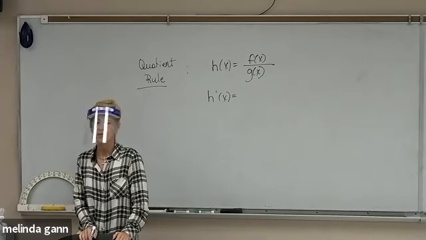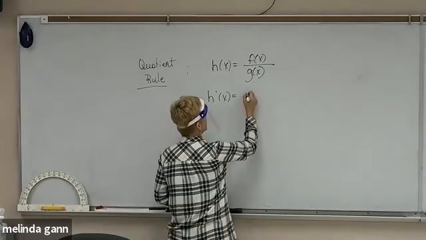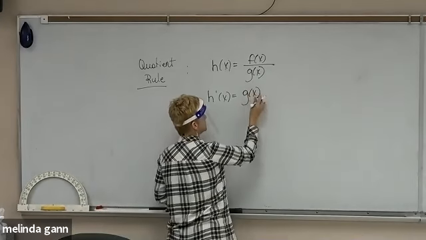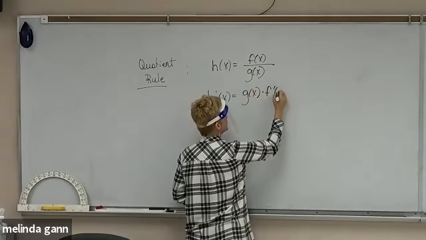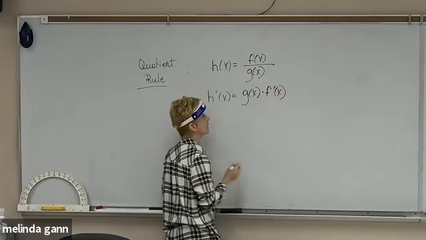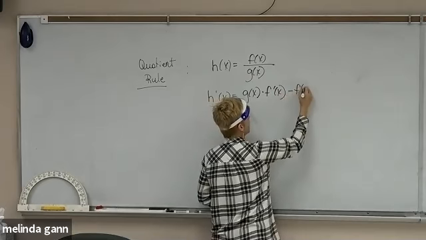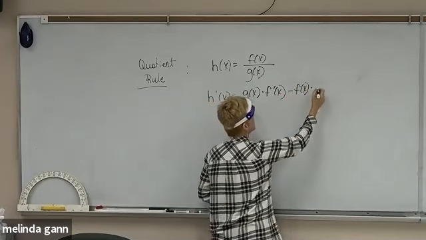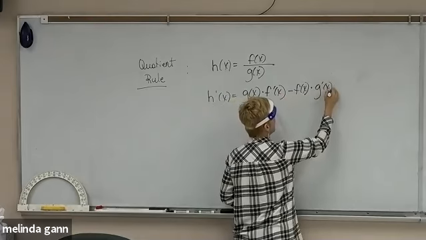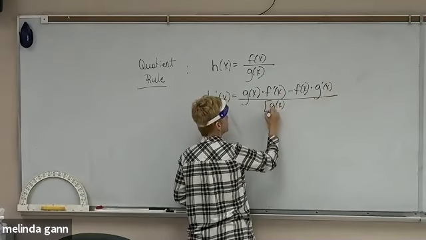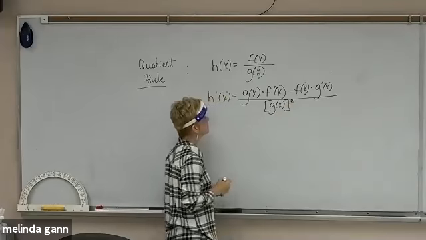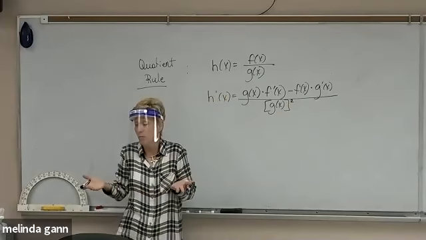I wish it was, but it's not. So what it is, you copy the denominator down. So it's bottom times the derivative of the numerator minus the numerator times the derivative of the denominator. And all that is over that denominator squared. So you got to learn that. You got to learn the formula, learn the rule.